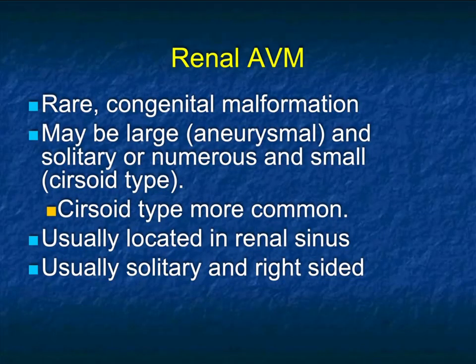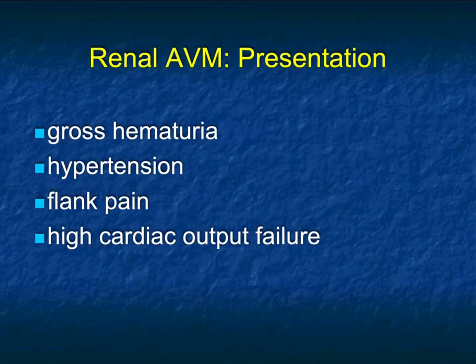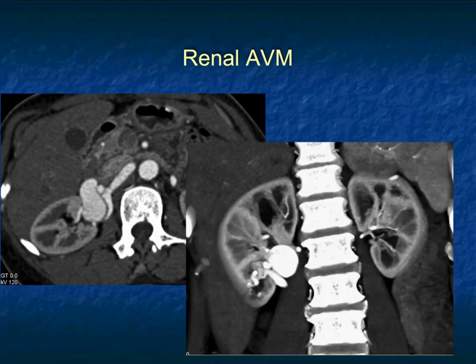So it's rare, and again, it can be large, usually located near the hilum of the kidney, and interestingly is usually solitary. Maybe that's not a surprise, but it's more commonly right-sided. Clinical presentation most commonly that we see is hematuria, but hypertension, flank pain, and high cardiac output failure are all possibilities. Here's a nice example, axial view.